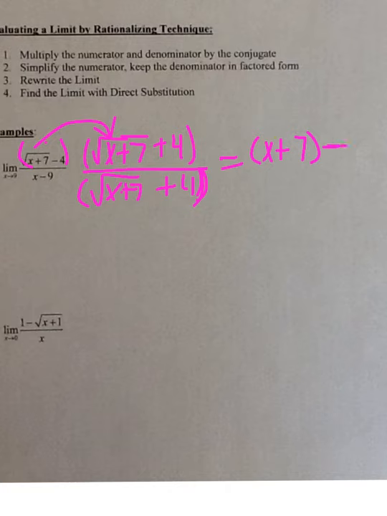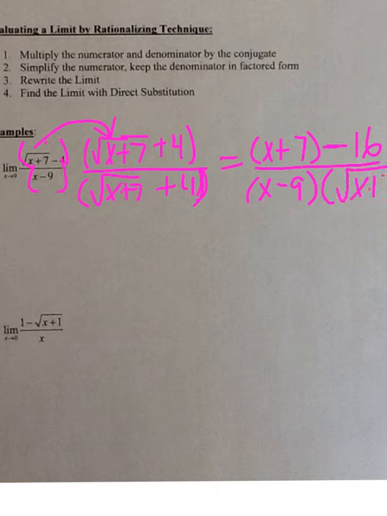And then I'm multiplying 4 times 4, which is negative 16. So there's your minus 16 over. Now the denominator you're going to leave as x minus 9 times the square root of x plus 7 plus 4. So remember, we are not multiplying out the denominator.